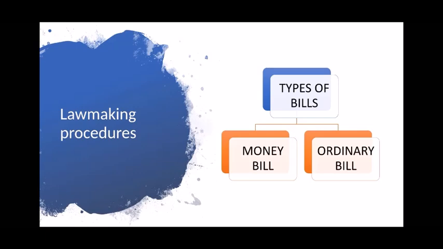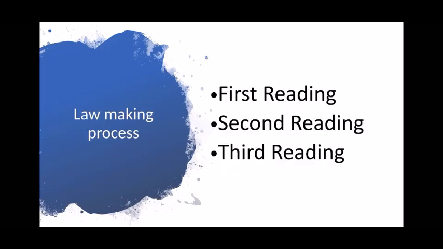Law-making procedures. Now there are two types of bills, money bill and ordinary bill. Let's see what is the law-making process. A rough draft of the law is prepared initially. This draft or outline is known as draft proposal of the law or bill of law. In order to be converted into an act, the bill undergoes the following process.